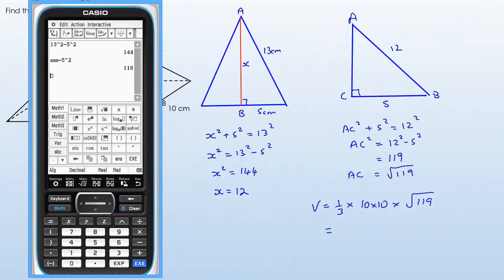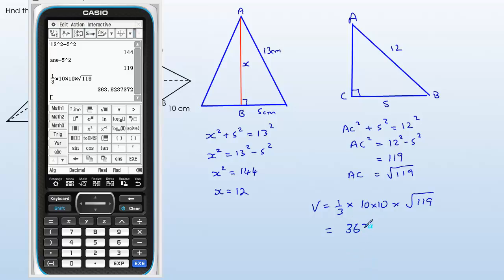So what have we got? So that's 1/3 multiplied by 10 by 10, or 100. And multiply that by the square root of 119, and that gives me 363.62 and so on. And all the lengths are centimeters, so I'm going to say that this is 364 cubic centimeters to the nearest cubic centimeter.